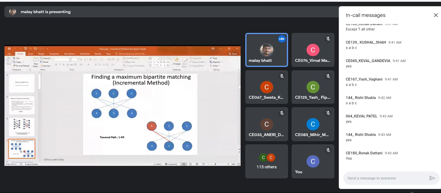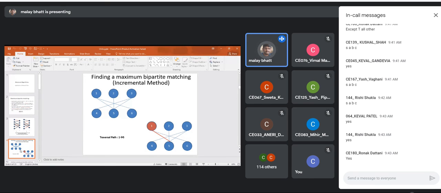So there are two methods. One is through the Ford-Fulkerson method, we can do this. And another is the incremental method, through which we can also get the solution. The first one is the incremental method. It is a bipartite graph.